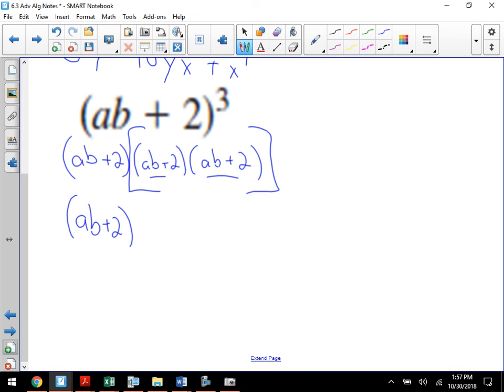Remember, when you have junk times junk and you're FOILing it through, all you have to do is square the first one, a squared, b squared, multiply the 2 together and double it, and square the last term. Those are your special patterns for that. Or write it out. Yes, ma'am.